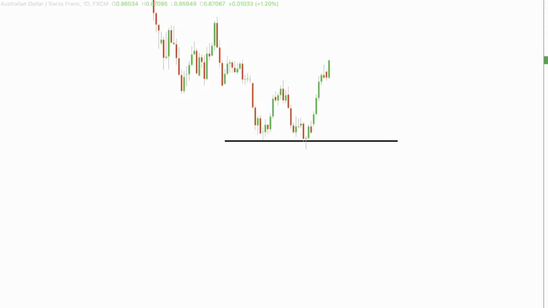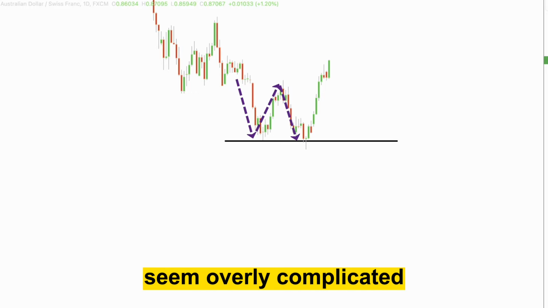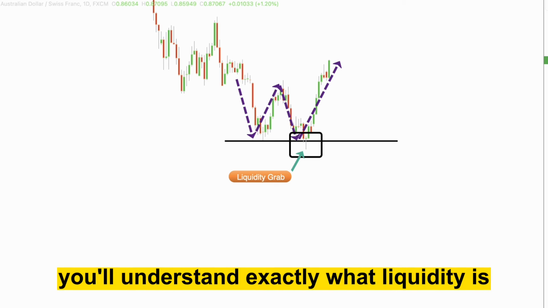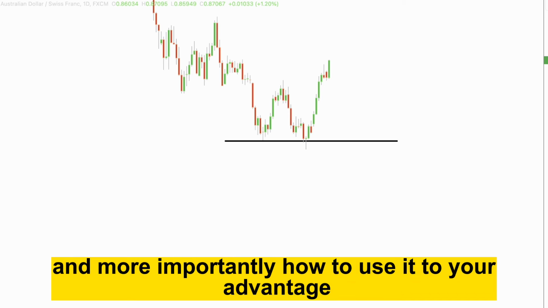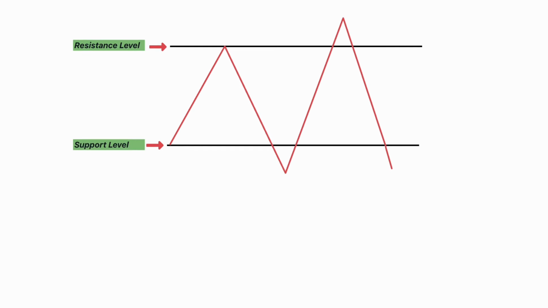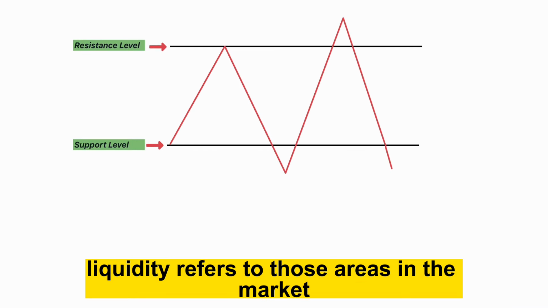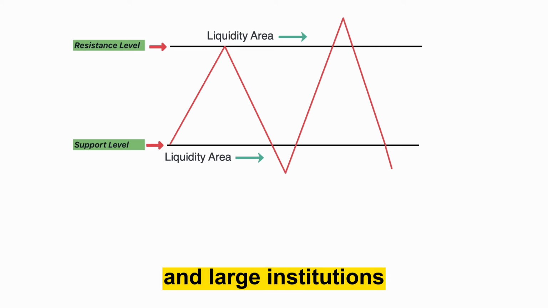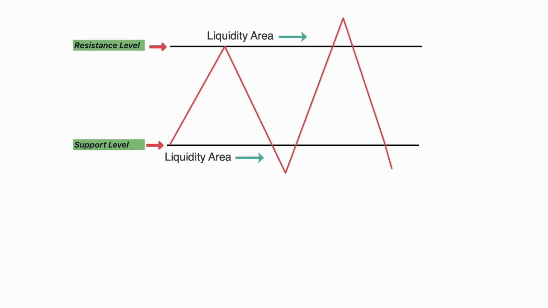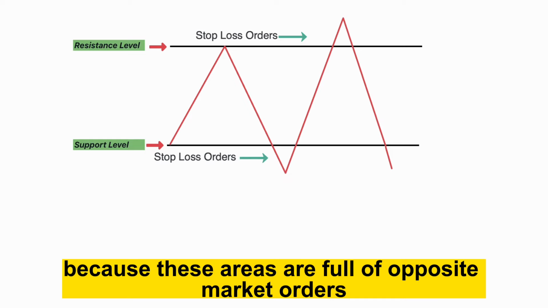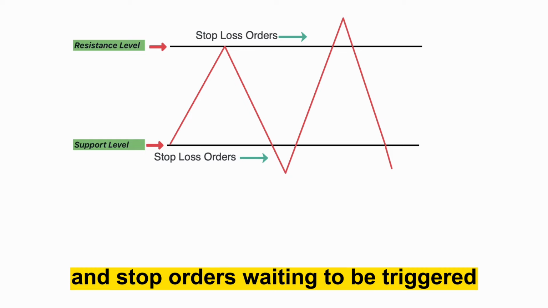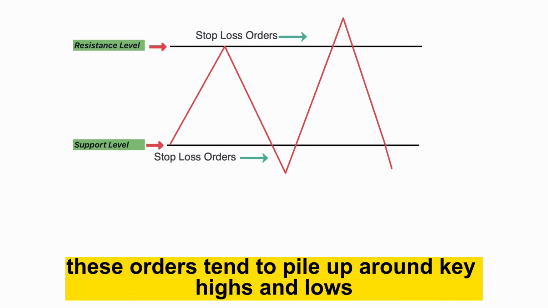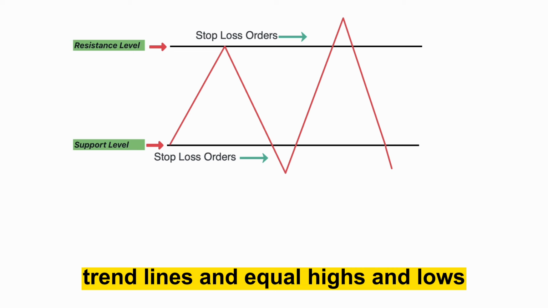So, what is liquidity? Most trading coaches make this concept seem overly complicated, but I promise that by the end of this video, you'll understand exactly what liquidity is and, more importantly, how to use it to your advantage. In the context of smart money concepts, liquidity refers to those areas in the market where smart money like banks and large institutions are likely to place their big orders. Why? Because these areas are full of opposite market orders, such as stop losses and stop orders waiting to be triggered. These orders tend to pile up around key highs and lows, trend lines, and equal highs and lows.